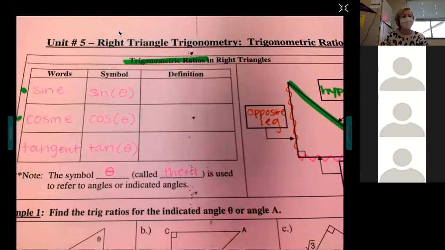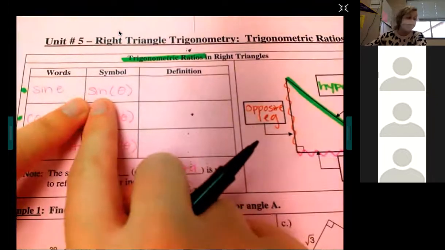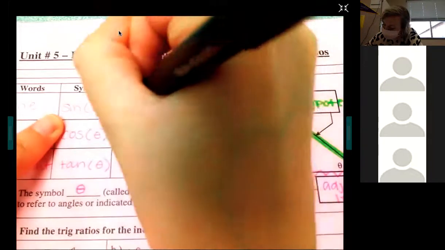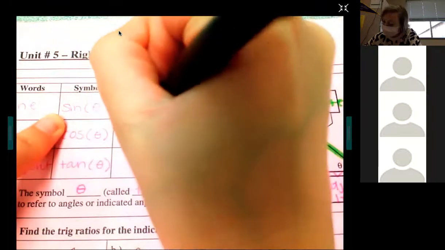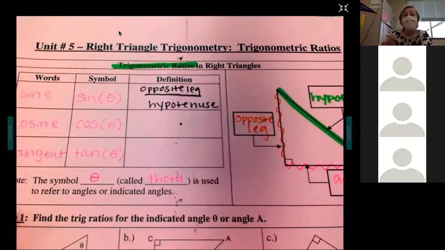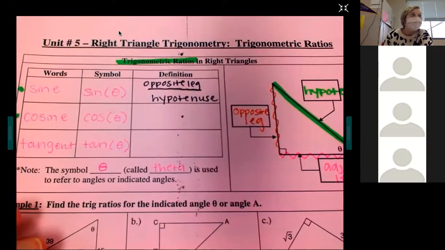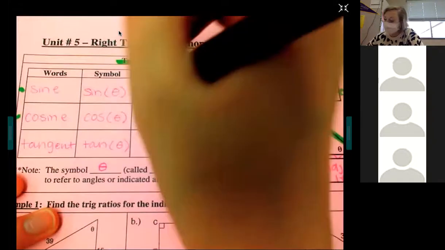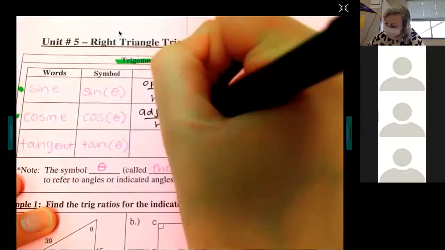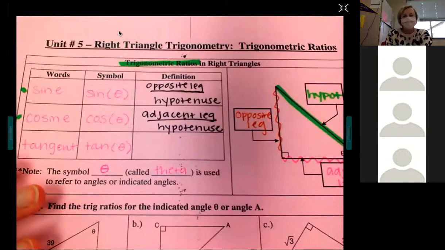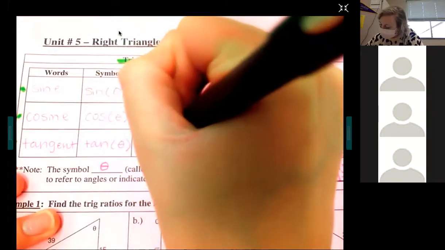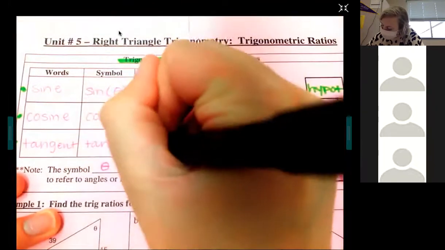Okay, so let me write out your definitions for you. Whenever we're dealing with the sine ratio, we are always going to do the opposite leg over, because it's a ratio, so it should be a fraction, right? Over the hypotenuse. So for sine, it's the opposite leg over the hypotenuse. Cosine is the adjacent leg over the hypotenuse. And then tangent is always the opposite leg over the adjacent leg.